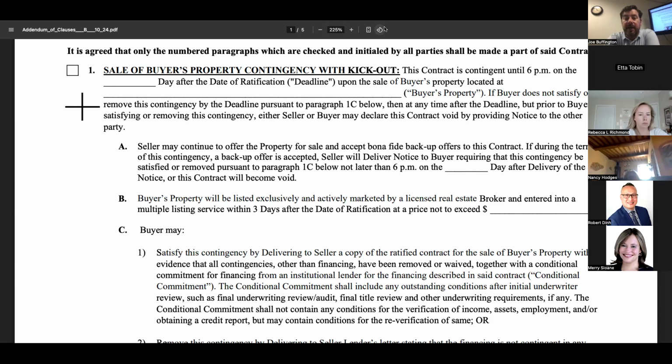Okay, B. Buyer's property is listed exclusively and actively marketed by a licensed real estate broker and entered into the multiple listing service within 3 days of the date of ratification at a price not to exceed X.